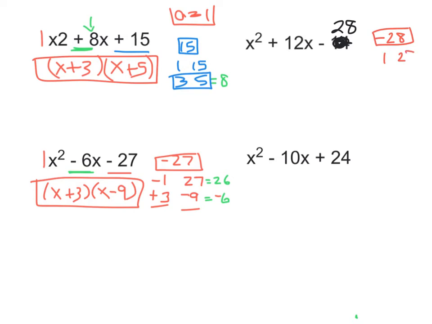1 times 28, one of them needs to be negative. 2 times 14, but one of them needs to be negative. And 4 times 7, but one of them needs to be negative. We notice that these two terms right here add up to our middle term of +12, so we have our factors: x and x, -2 and +14.